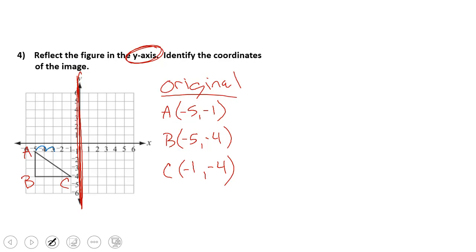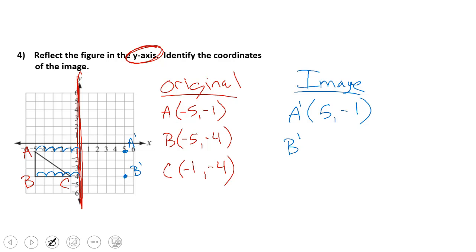So I'm going to start with A. I've got to count over 1, 2, 3, 4, 5. I'm going to put my point, and there's now A prime. So I'm going to list my image. A prime is at now 5, -1. Let's go to B. B is 1, 2, 3, 4, 5. So now I'm going to count 1, 2, 3, 4, 5, and I put my point, and there's B prime. And B prime is 5, -4.